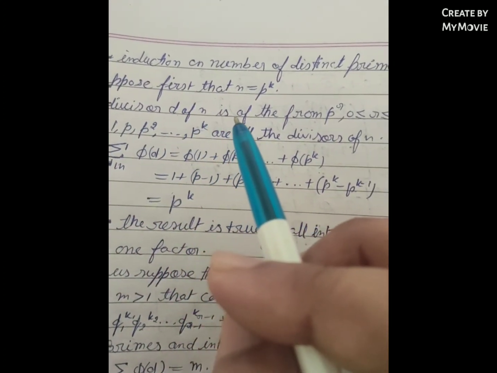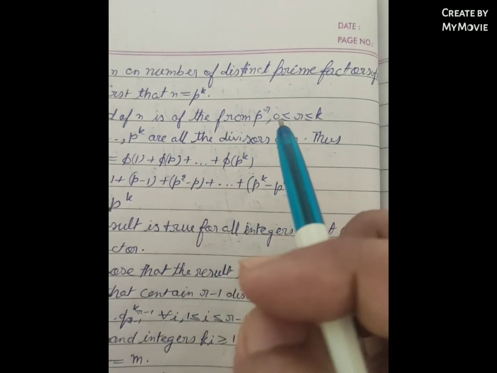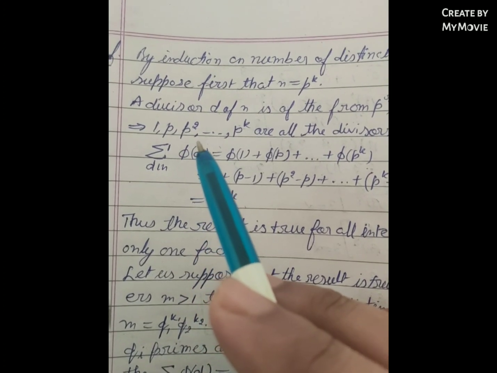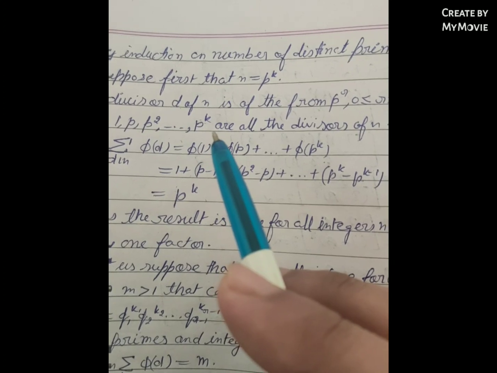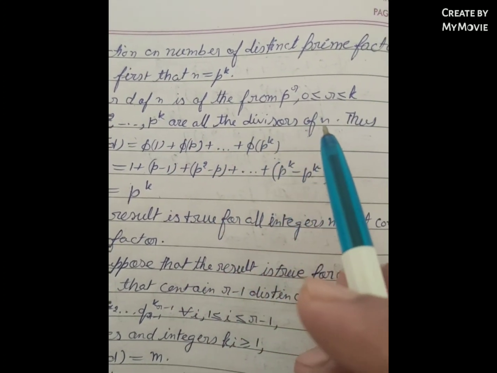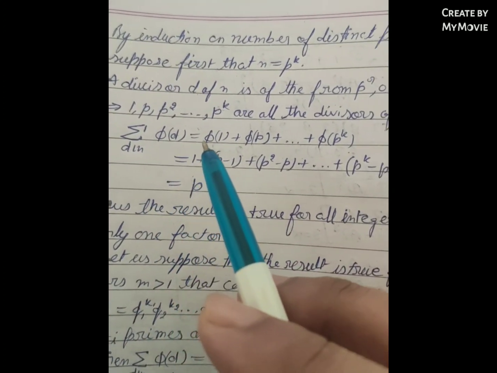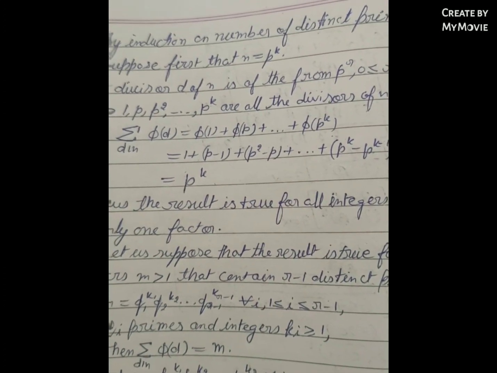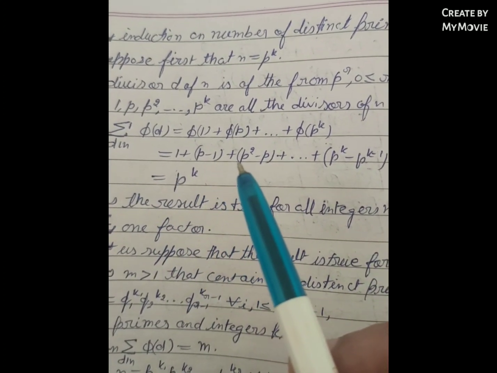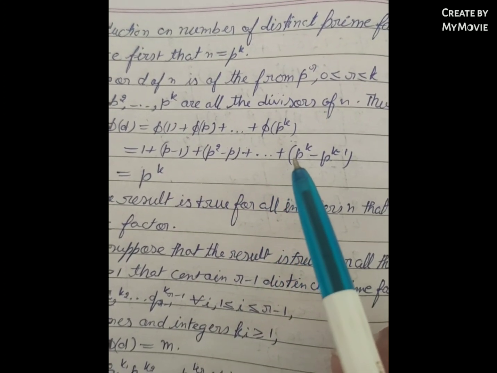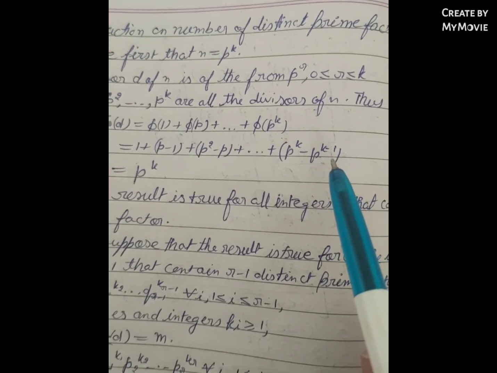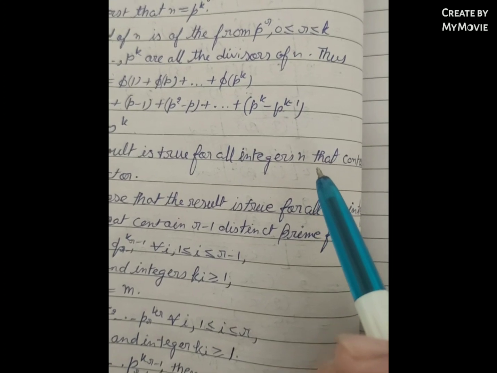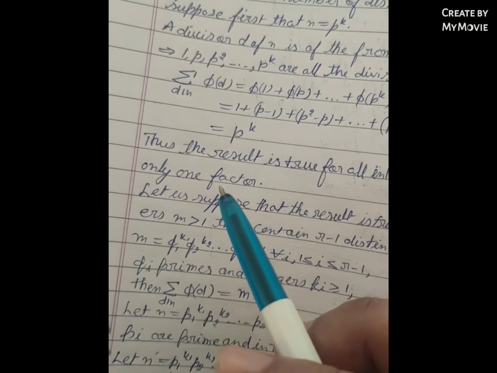A divisor d of n is of the form p^r, 0 ≤ r ≤ k, which implies 1, p, p squared, and so on up to p raised to power k are all the divisors of n. Thus the sum over d dividing n of phi(d) is equal to phi(1) plus phi(p) plus phi(p squared) and so on plus phi(p^k), which is equal to 1 plus (p minus 1) plus (p squared minus p) plus and so on plus (p^k minus p^(k-1)), which is equal to p^k. Thus the result is true for all integers that contain only one prime factor.